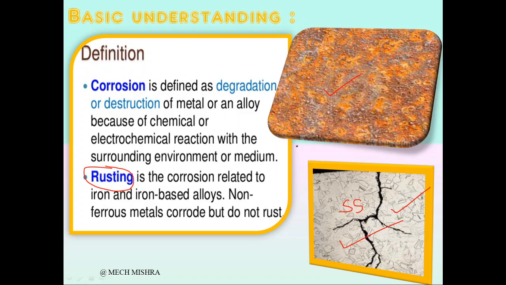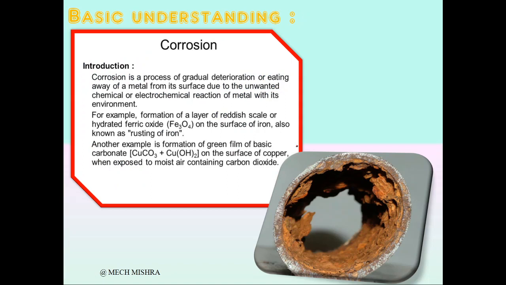So now we can understand corrosion. The basic definition is a reaction of a metal with its environment, and it's a degradation process. Basically it's an irreversible process. Once metal has corroded, it cannot be recovered. Corrosion is a process of gradual degradation, or eating away of metal from its surroundings, due to unwanted chemical or electrochemical reaction of the metal with its environment.